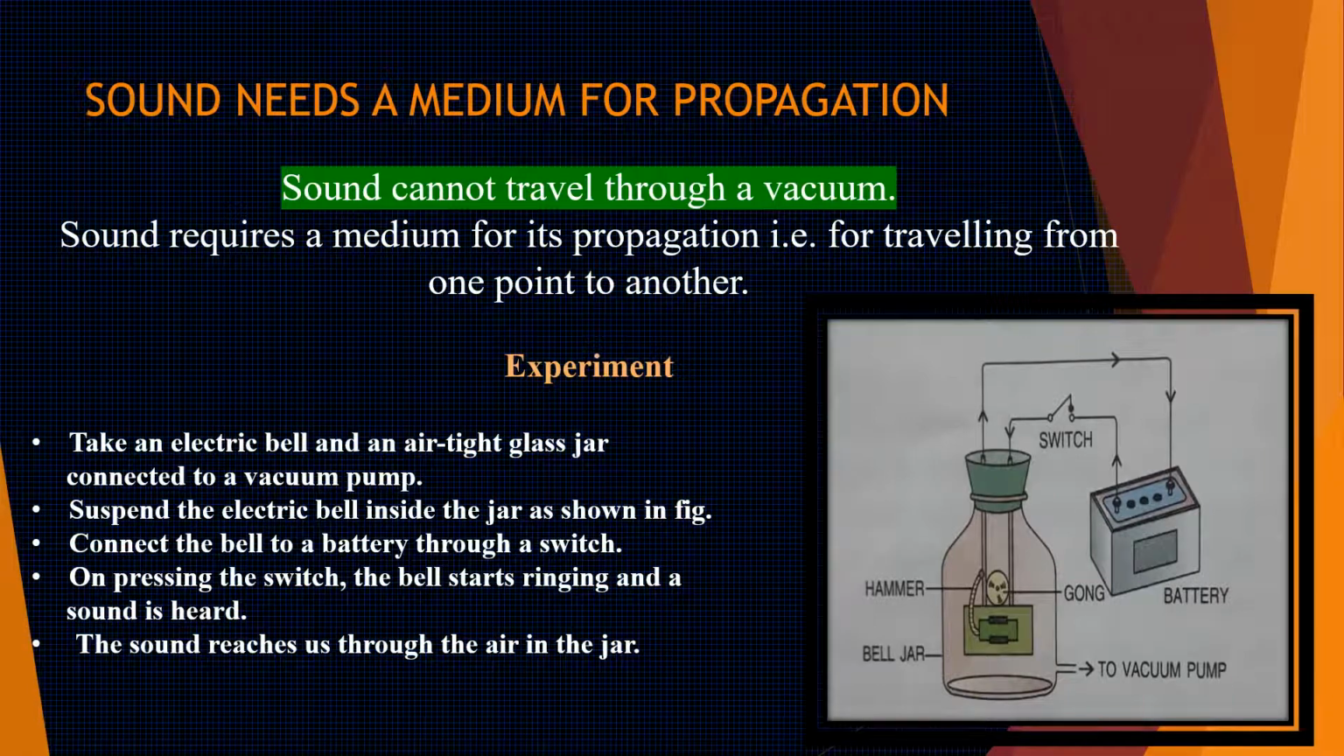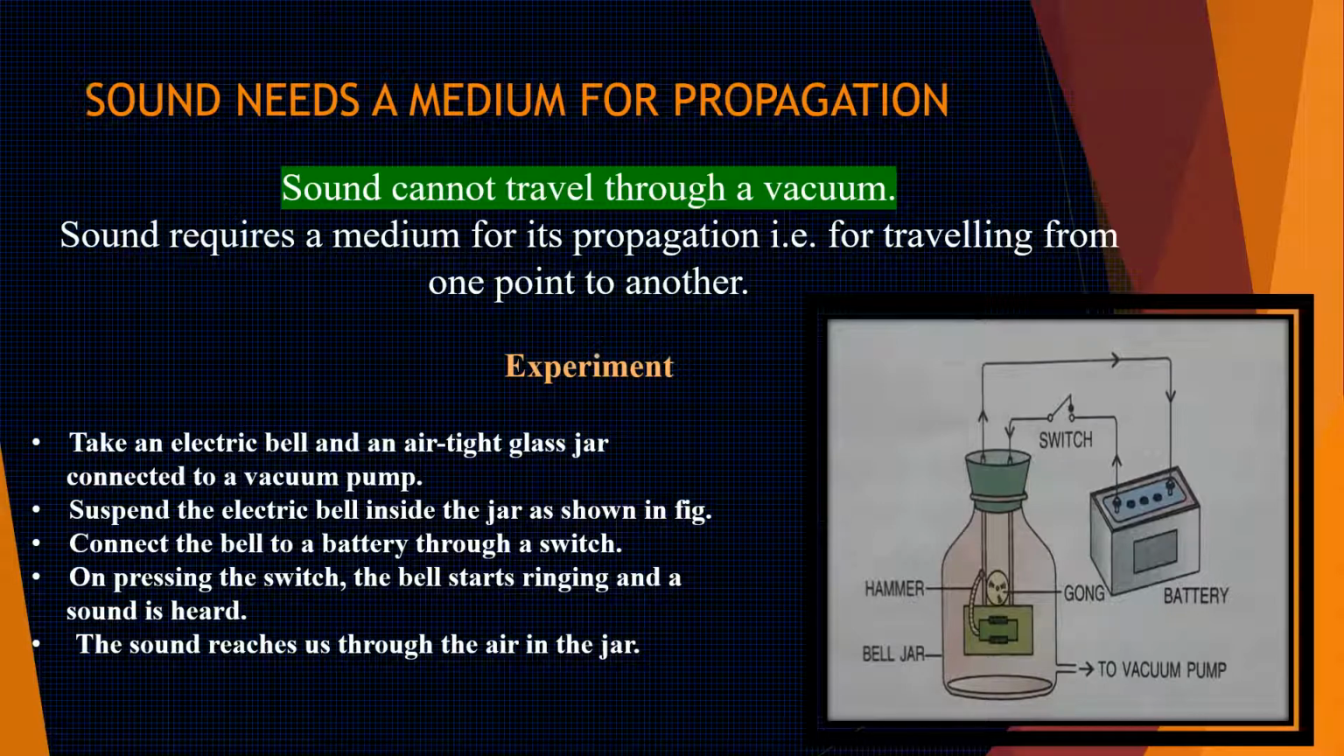After discussing two topics, that is how sound is produced and different sources of sound, our next topic is sound needs a medium for propagation. That is, sound cannot travel through a vacuum. It requires a medium for traveling from one point to another. Now let us see an experiment which shows that sound needs a medium for propagation.